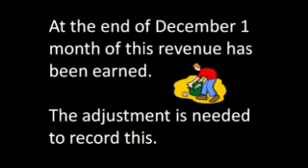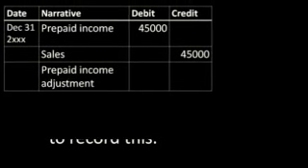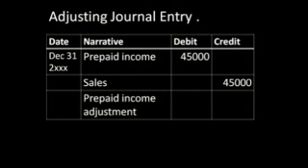By the end of December, the position had changed. Green Days have provided a service for a month and this revenue has now been earned. So we make our second entry that acknowledges and records the change. We debit prepaid income with $45,000 and credit sales with $45,000.